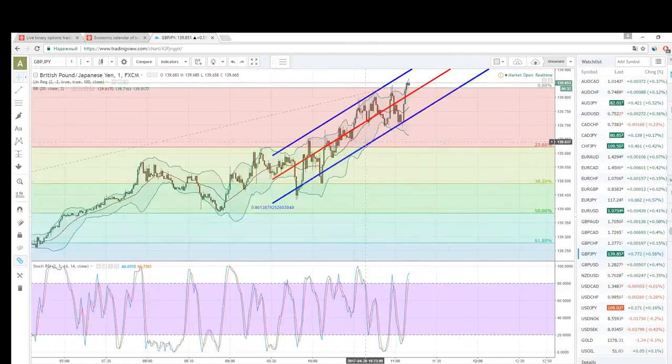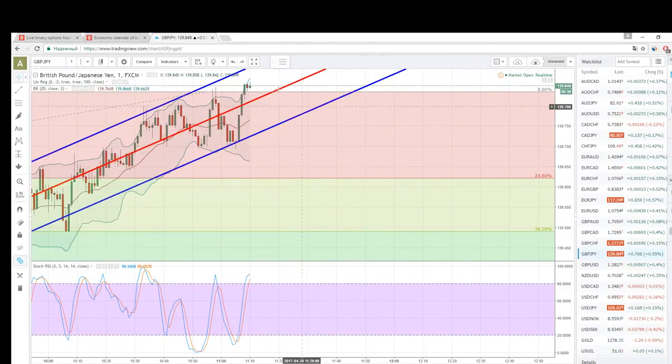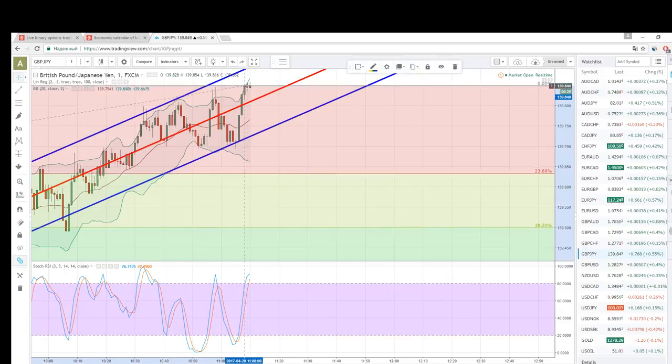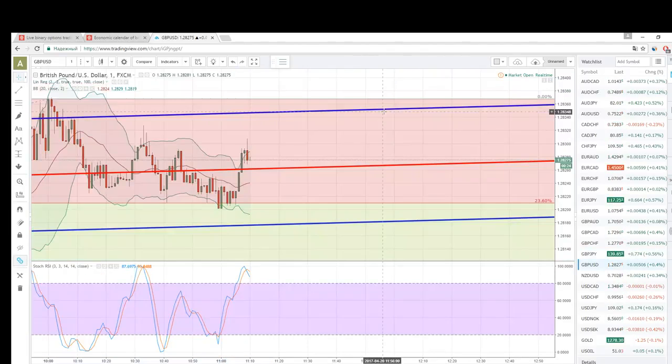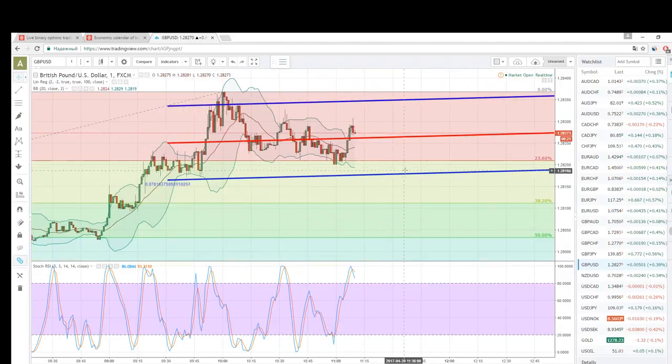This asset is also on its highs, so we need to change it.